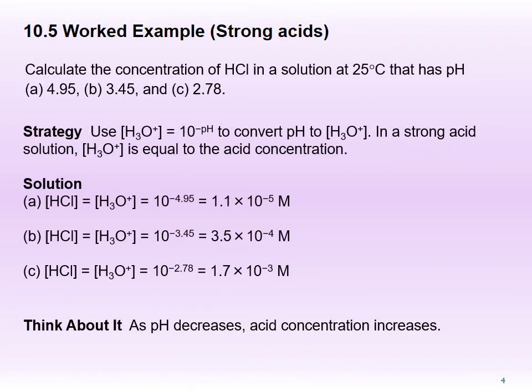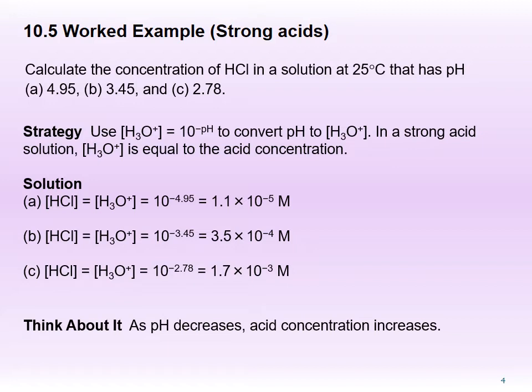Here are more examples. Calculate the concentration of HCl in a solution at 25 degrees Celsius that has pH of 4.95, 3.45, and 2.78 in parts A, B, and C respectively.